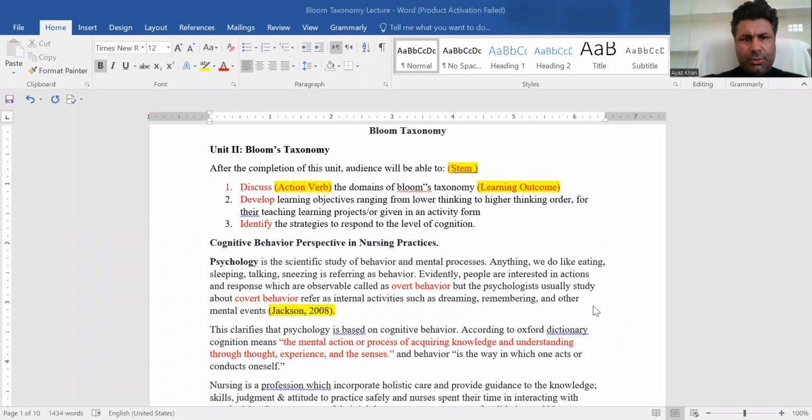In today's session, we will discuss Bloom's taxonomy. In this session, we will discuss the domains of Bloom's taxonomy, that is called learning domains. We will also discuss how to develop a learning objective, ranging from lower thinking to higher thinking order, and we will identify the strategies to respond to the levels of cognition.